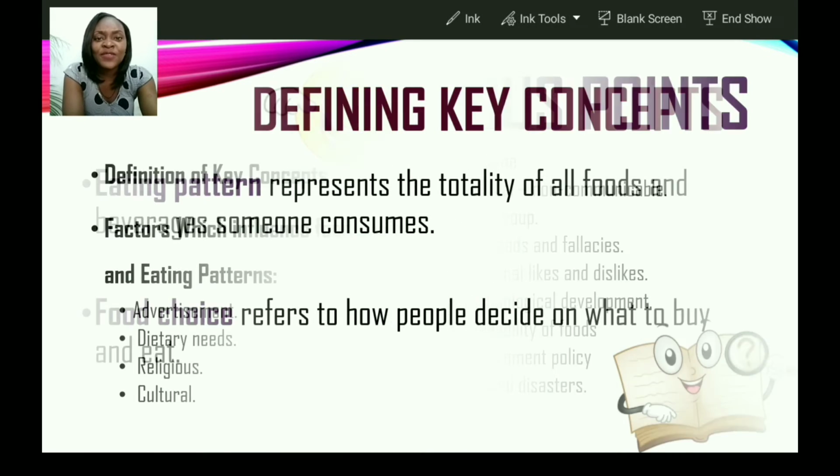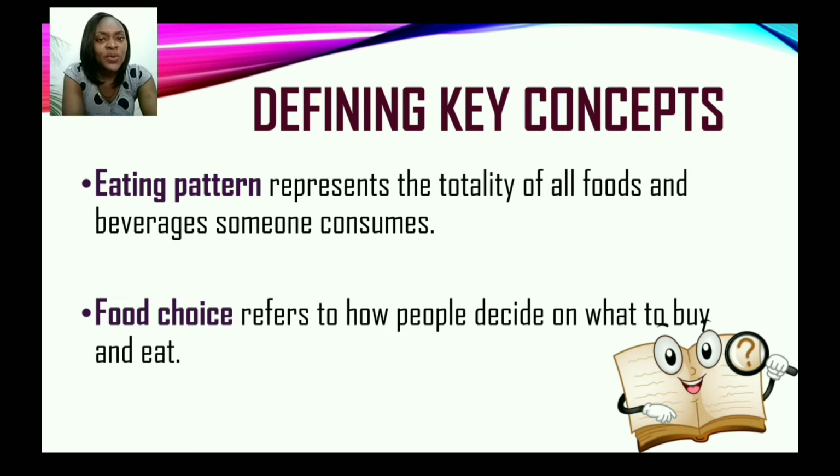Now, let us look at the definition of the key terms. Now, eating patterns. What are eating patterns? Right? So, eating pattern represents the totality of all foods and beverages someone consumes. So, eating patterns refers to everything that someone consumes, right? Now, what is food choice? Food choice similarly refers to how people decide on what to buy and eat. So today we'll be exploring the factors that influence our eating patterns and food choices.